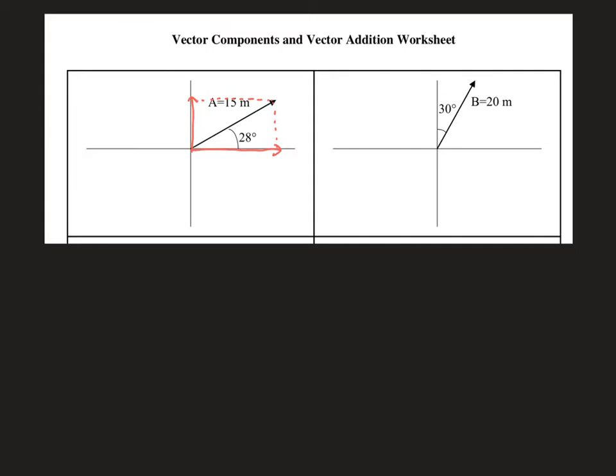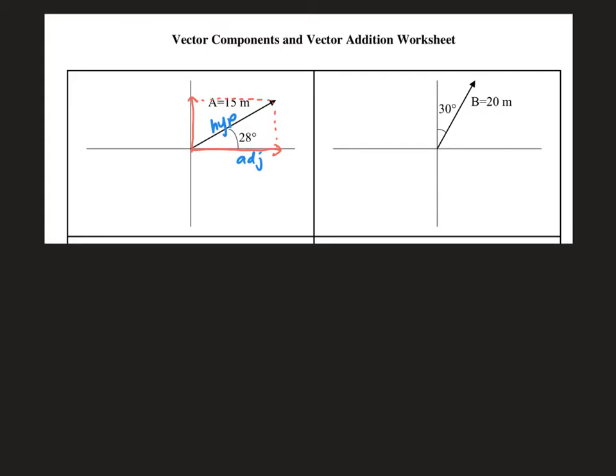This black original vector then is going to be the hypotenuse. It's obviously the longest side. Let me write that in. And if I've got that angle of 28, that means the one I'm interested in, this one here at the bottom, must be the adjacent side because it's right beside the angle we're talking about. So right now I've got the adjacent side and the hypotenuse.